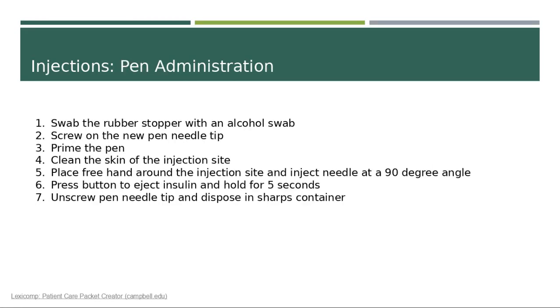And then next with pen administration, you'll want to gather your supplies, wash your hands, and swab the rubber stopper of the pen top with the alcohol swab. And then you need to screw on a new needle tip. So you prime the pen. To prime the pen, you shoot 2 units of insulin into the air, and then you'll dial up your desired dose. Clean the skin of the injection site with an alcohol pad. Then you'll place your free hand around the injection site and inject the needle at a 90-degree angle to the patient.